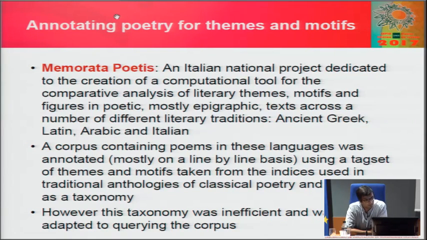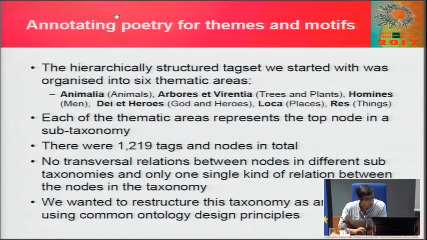And so we had a corpus which contained poems in each of these languages that had been annotated, mostly on a line-by-line basis, but sometimes entire poems were annotated, using a tag set of themes and motifs taken from the indices used in traditional anthologies of classical poetry. This tag set was organized as a taxonomy, and that was very useful when it came to querying the corpus and finding different texts in terms of the themes and motifs that were present. Unfortunately, the taxonomy was inefficient and wasn't well adapted to querying the corpus.